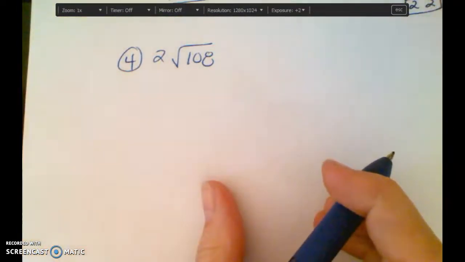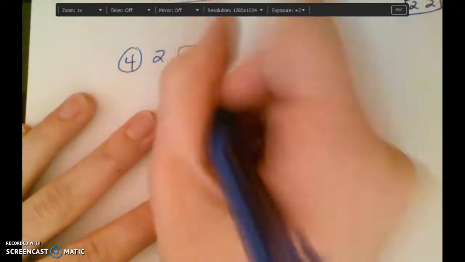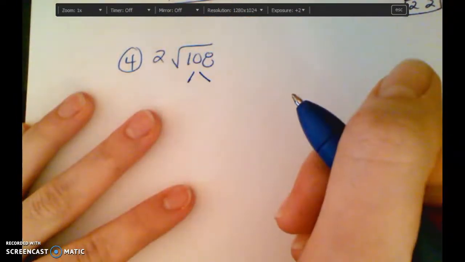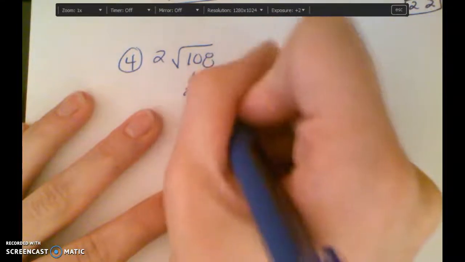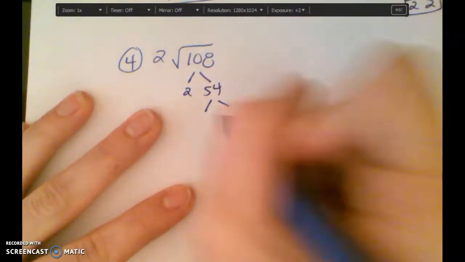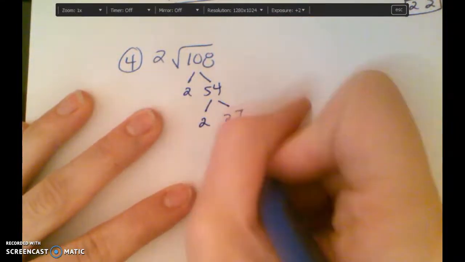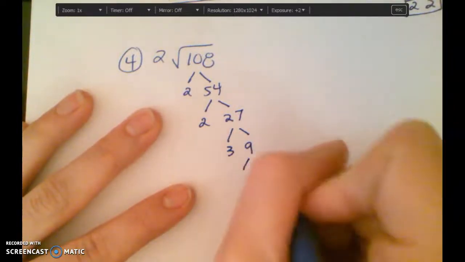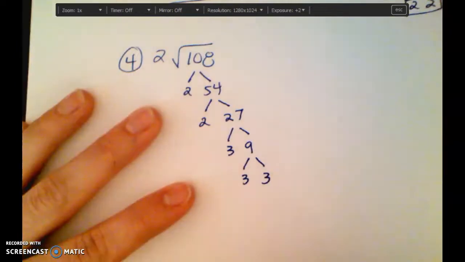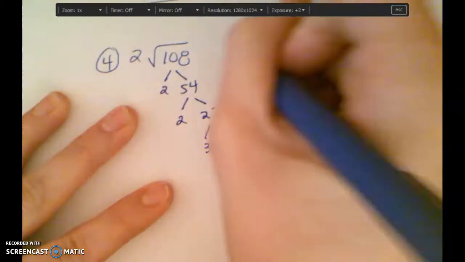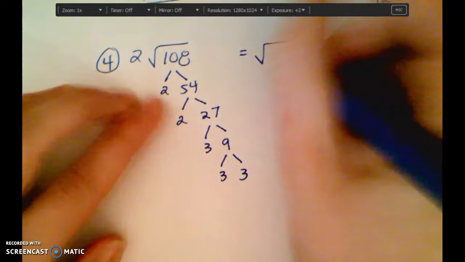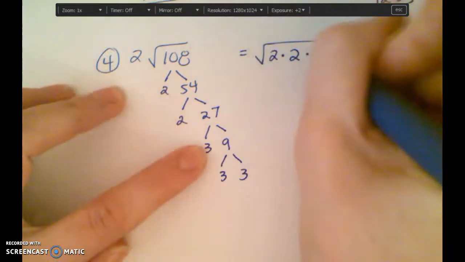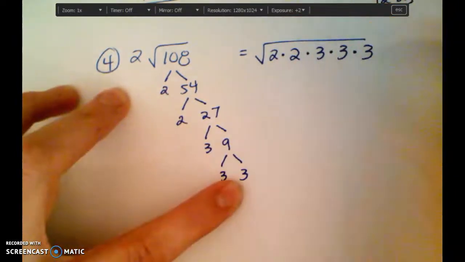All right, this time I'm going to start with the factor tree. So if we use the factor tree here, then we can look at 2 and 54. We know that 54 can go to 2 and 27. We know 27 can go to 3 and 9. And we know 9 can go to 3 and 3. So we have all of our factors. We can rewrite these in a barn. We have 2, 2, 3, 3, 3.